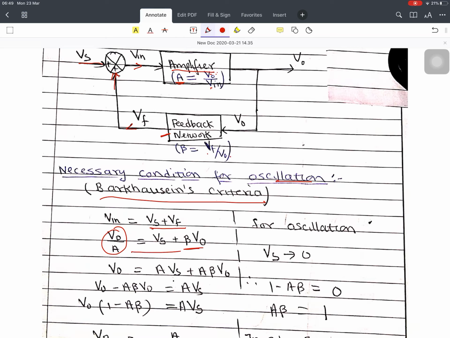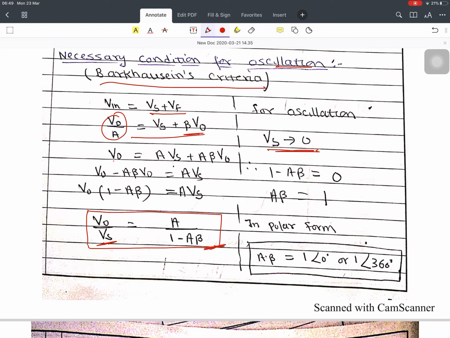So from there you replace these values, solve it, take all Vos on one side. When you solve this, you will get Vo by Vs is equal to A upon 1 minus A beta. Now for oscillator, external inputs are not there, so this Vs term over here tends to 0. So when Vs is 0 in this equation, left hand side denominator is 0, so this right hand side denominator, which is 1 minus A beta, must be 0. Therefore A into beta is 1.